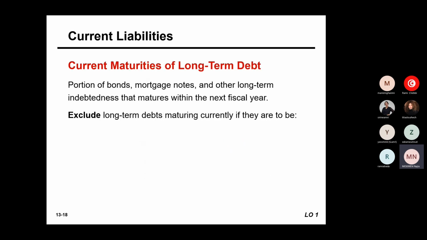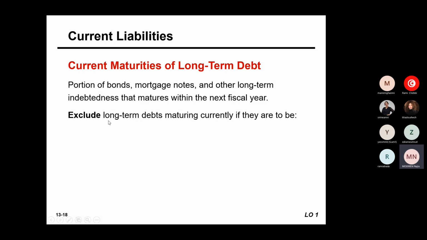Okay. The second example here, when you have current maturities of long-term debts. Okay, so what do you mean by current maturities? So they are what? Portion of bonds or mortgage notes or other long-term indebtedness that mature within the next fiscal year. So meaning what? Within the 12 months after the reporting date. Okay.